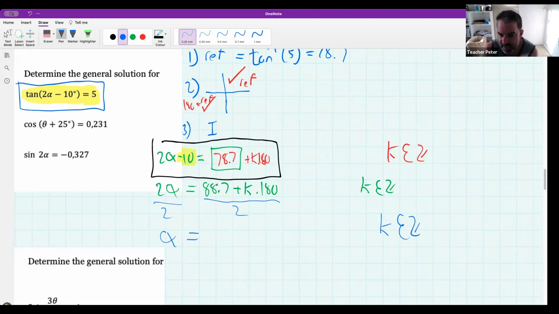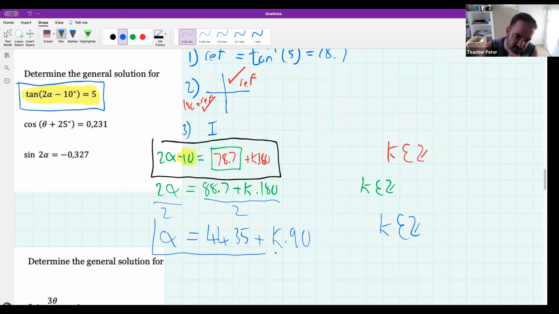Well, I know I have to take 88.7 and I need to divide it by 2. So what do I get? I should get 44.35. But I also have to divide k times 180 by 2. And you know what, everyone? If you divide 180 by 2, you're just going to get k times 90. So the general solution to this quite difficult trig equation is alpha is 44.35 plus k times 90, where k is an element of the integers.